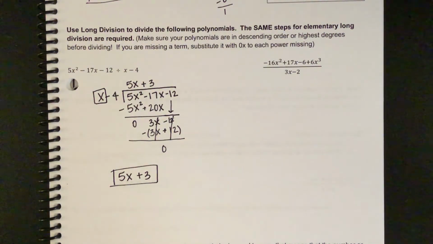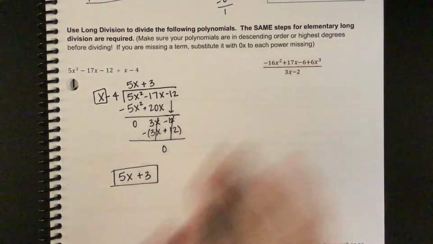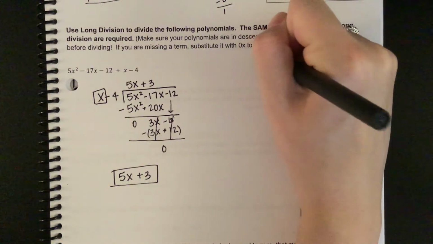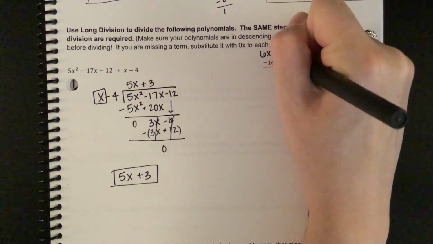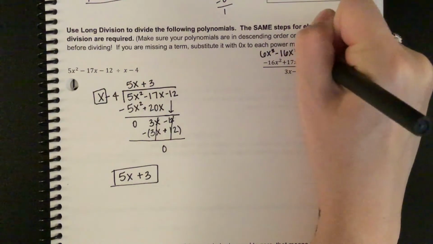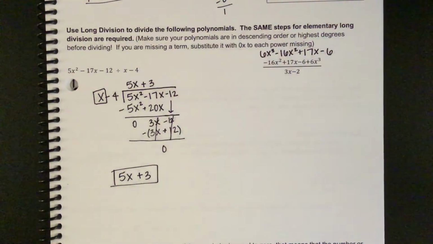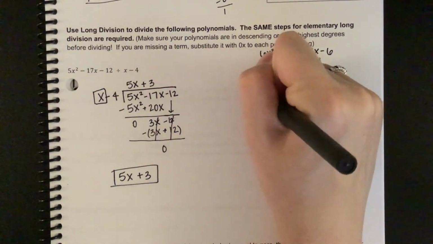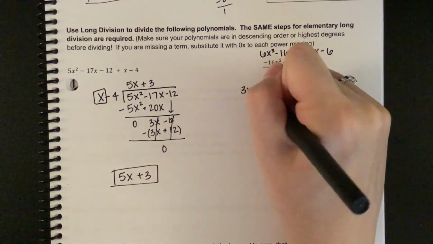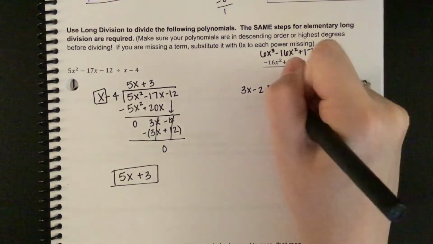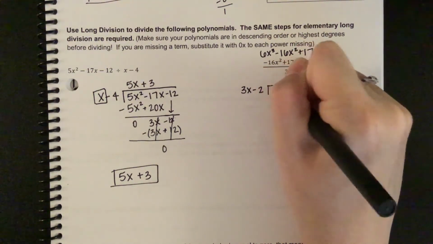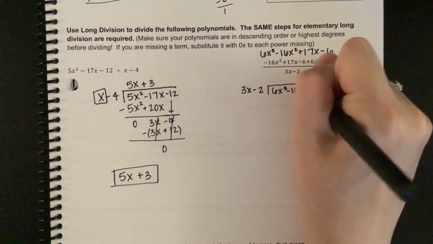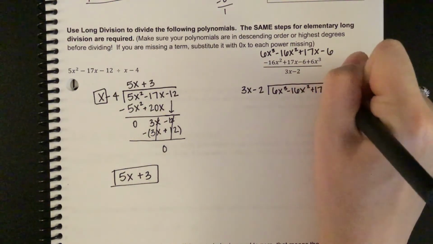Now, don't worry, we're going to get tons of practice with this. So let's go ahead and do this next one. Let's reorder this to start with. So this is 6x cubed minus 16x squared plus 17x minus 6. 3x minus 2 into 6x cubed minus 16x squared plus 17x minus 6.